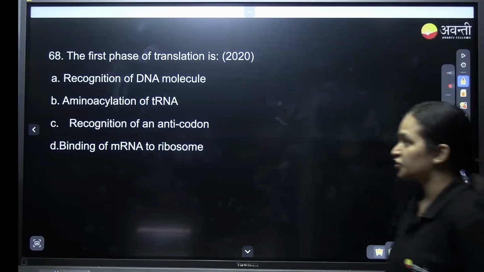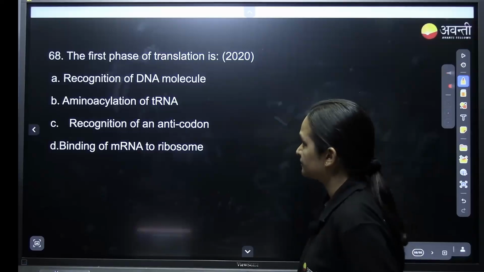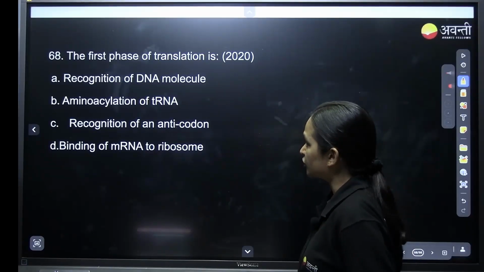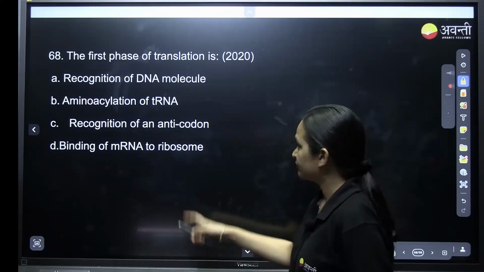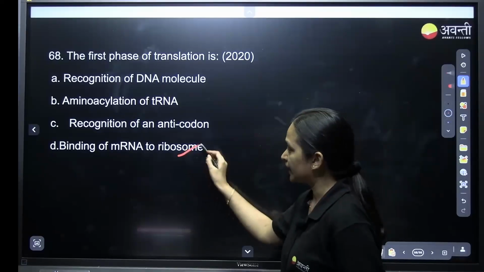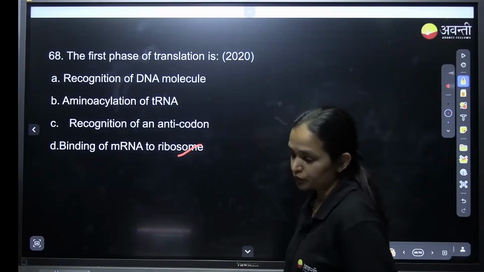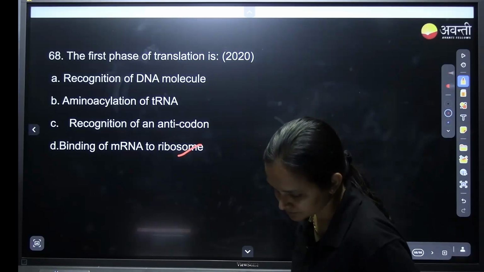The first phase of translation is: recognition of DNA molecule, amino acylation of tRNA, recognition of anticodon, or binding the mRNA to the ribosome. Binding of mRNA. The first phase of the translation is binding the mRNA to the ribosome. Understanding?